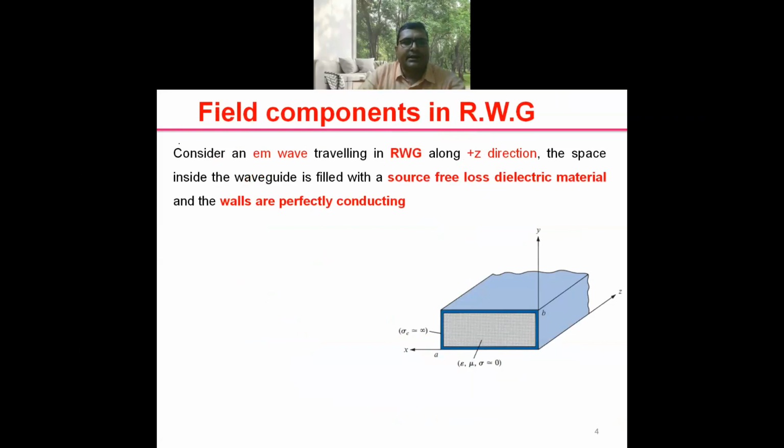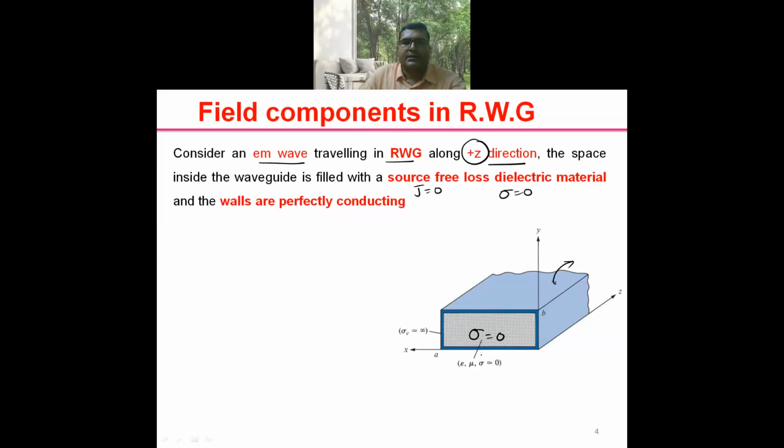Field components in rectangular waveguide. Consider an EM wave traveling in rectangular waveguide along positive z direction. The space inside the waveguide is filled with source-free, lossless dielectric material. Source-free means J equal to 0. Lossless means the conductivity is 0. The walls are perfectly conducting. It is a rectangular waveguide made up of a good conductor, thus it is a hollow conducting tube.